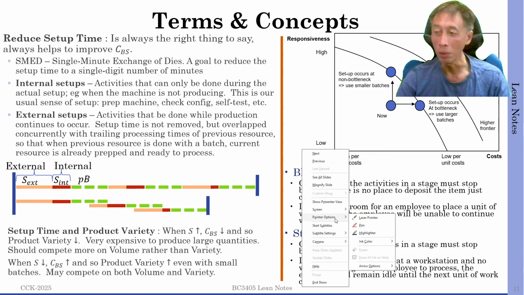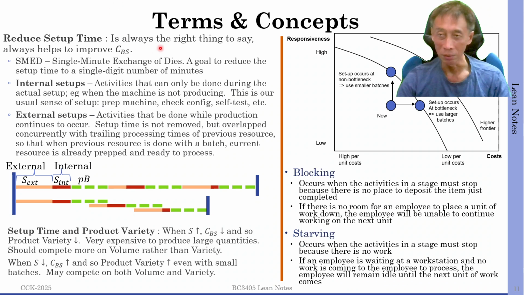I said that before, but I want to emphasize this here again. It's the right thing to say and do, but the how part is very difficult. Why is it the right thing? Because it always helps to improve the effective capacity, CBS, the capacity in the presence of batch and setup. So when you reduce all the way down to zero, CBS just becomes CML, the machine level capacity, the actual original 100% capacity that you have invested in buying this machine, you get it back.